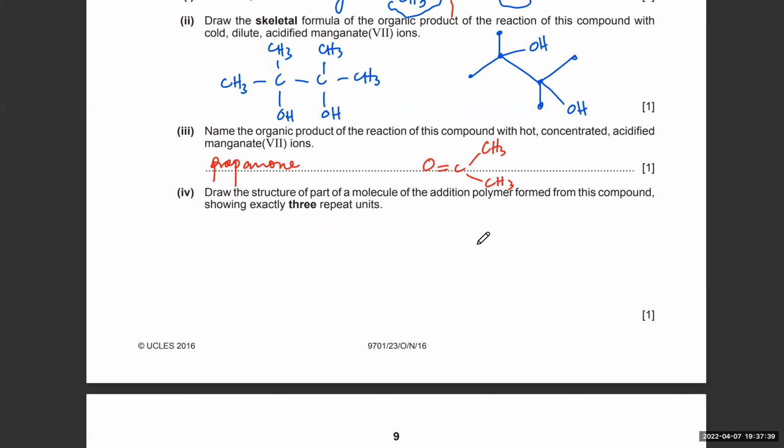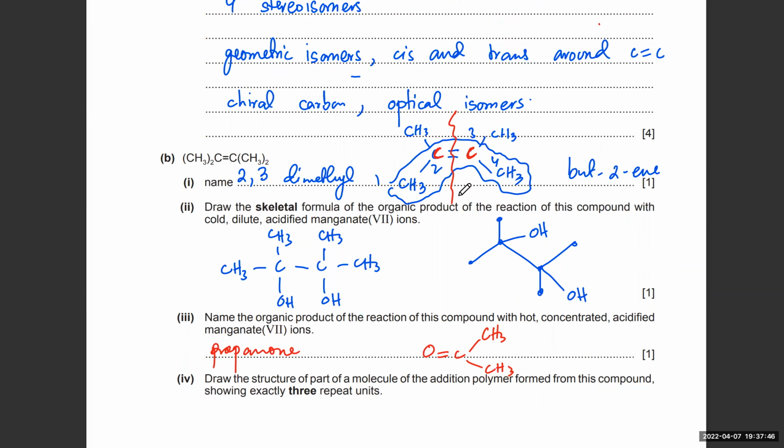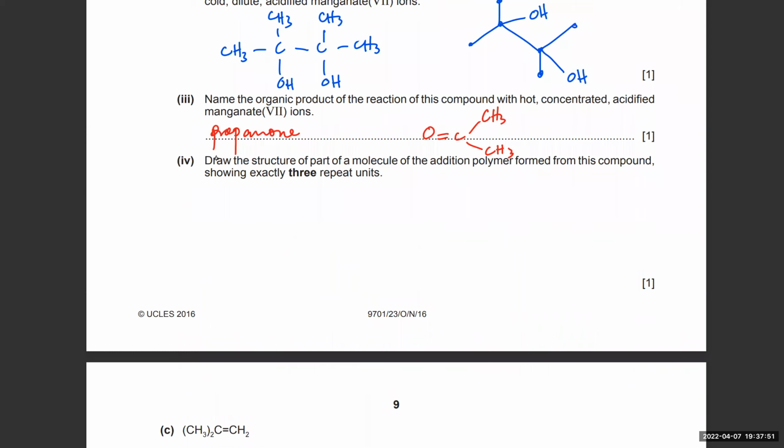Next one is draw part of a molecule of the addition polymer formed from this compound, with 3 repeat units. So how do you draw a polymer? The double bonds react together in addition polymerization. When they react together, they link up with each other. It's like an addition reaction, and you have to draw 3 repeat units.